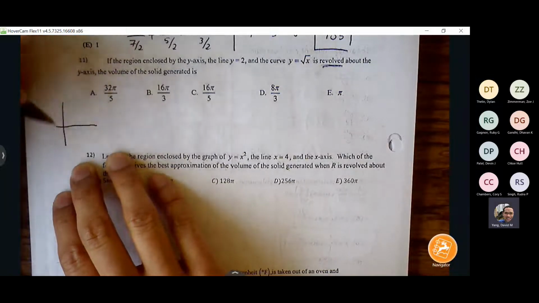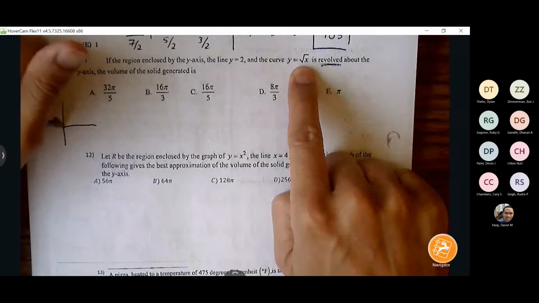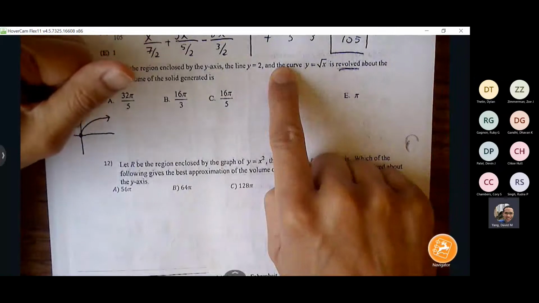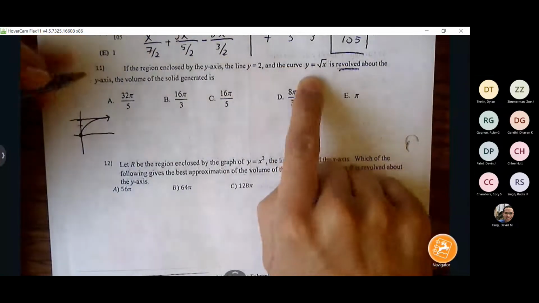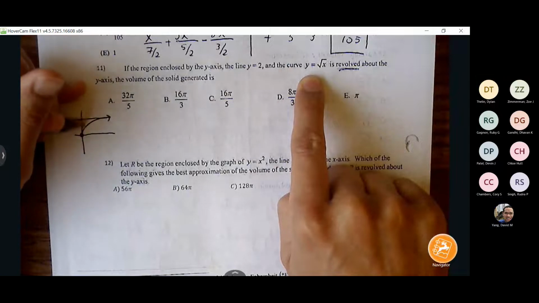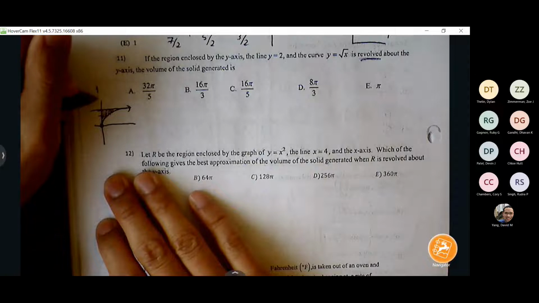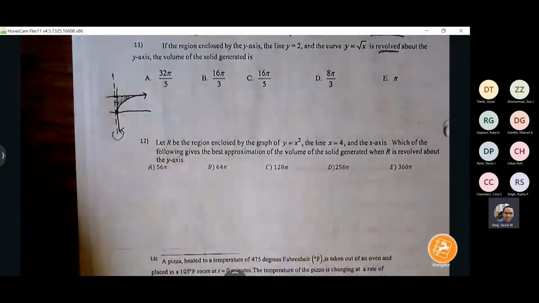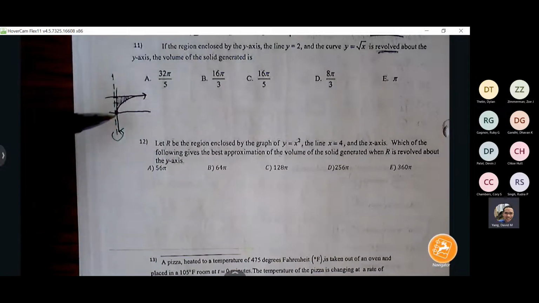All right, so let's draw the graph. Y equals square root of x. It's like this. Y equals 2, somewhere here. And the y-axis, okay? So there's our shaded region. Okay, rotating around the y-axis. We look at our dotted line, we look at our shaded region, and we see there's no gap, right? It's a flat surface up against a vertical line. If there's no gap, we don't need washer method. All we need is the disk method.